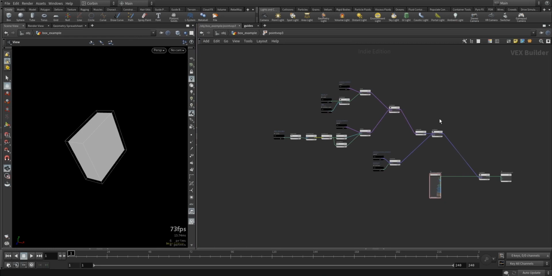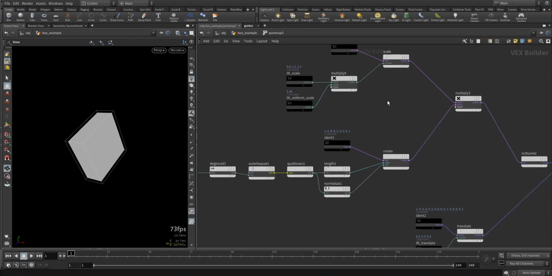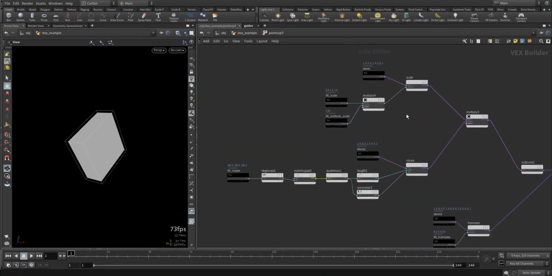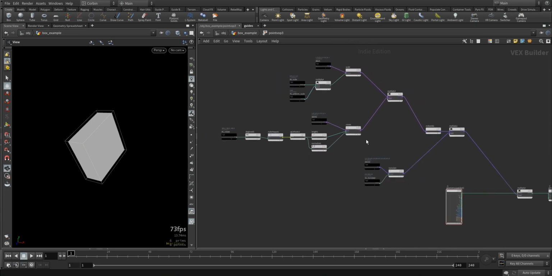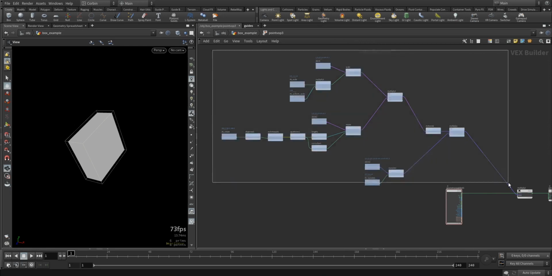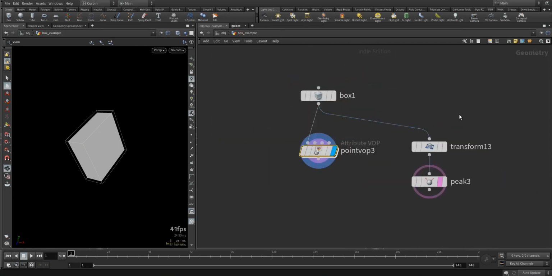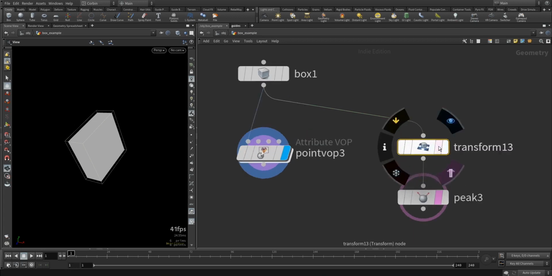So if you're newer to VOPs, just understand that this is going to be a little bit confusing. But even if you do know VOPs, this can look a bit much. I want to point out that you very rarely are going to recreate a full matrix like this. There's no point. Just drop down one node, the transform node, and use it.